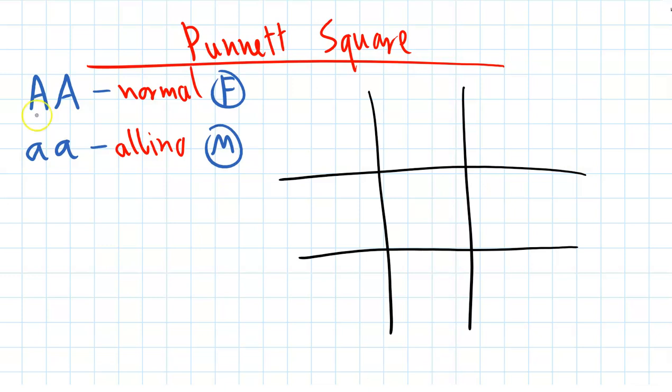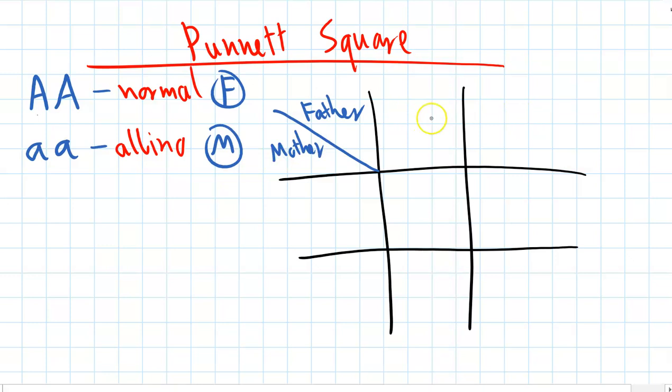So the father, he's got 2 copies of the big A allele. So he can only ever pass on a big A allele into his offspring, because any gamete that he makes is going to have a big A allele in it. So at the top, we've got the father, and in the column on the side, we've got the mother. And we write the possible alleles at the top. So he can either make a big A allele or another big A allele in his gametes.